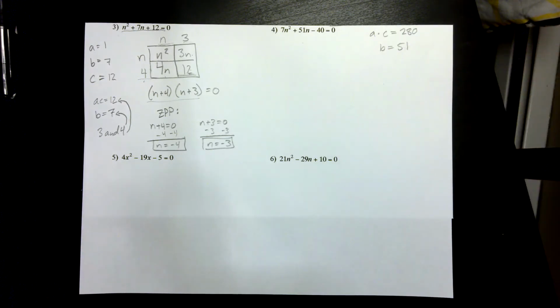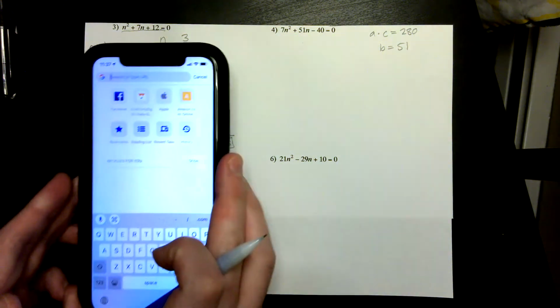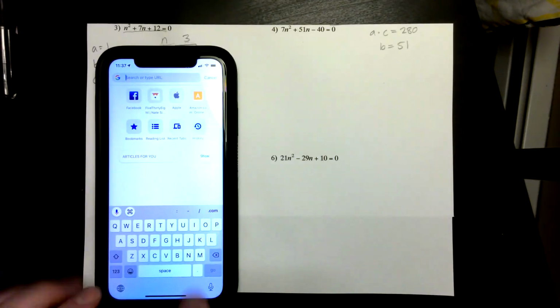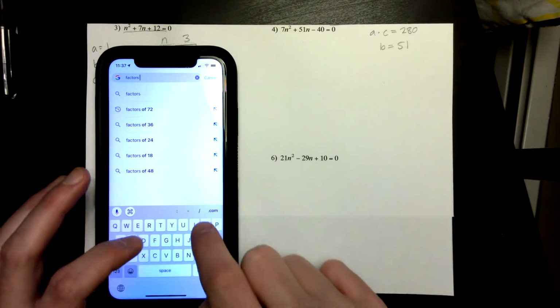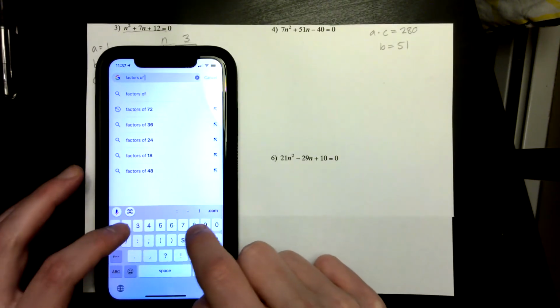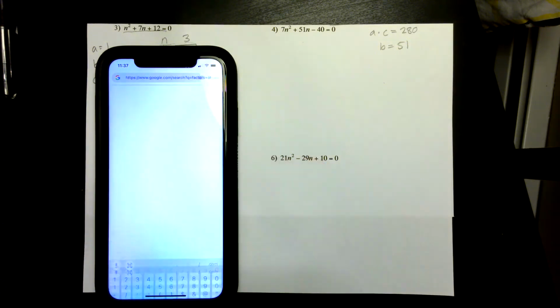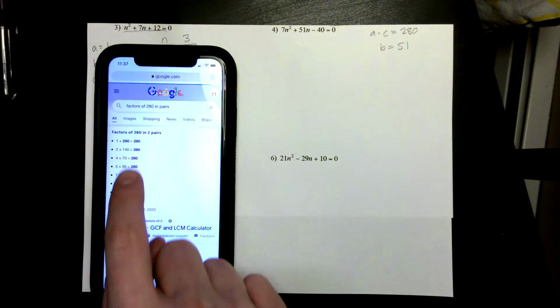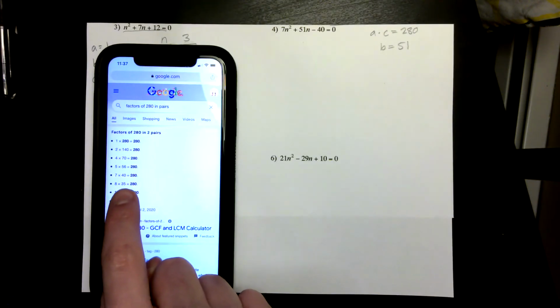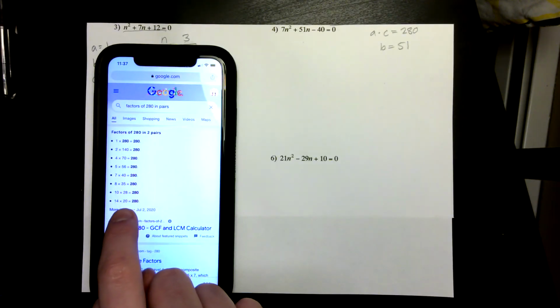And so I am just going to go ahead and Google this because I think that this is going to be faster if I just find my factor pairs online. So I'm going to type in Google factors of 280 in pairs. And this is going to give me my factor pairs of 280. And look at this. Which one adds to 51?